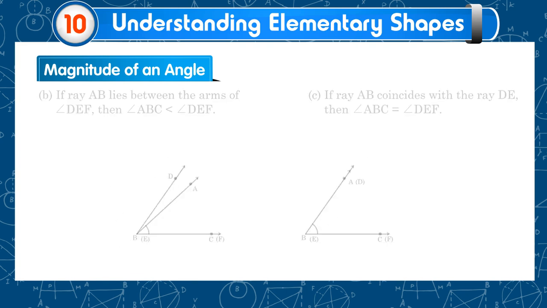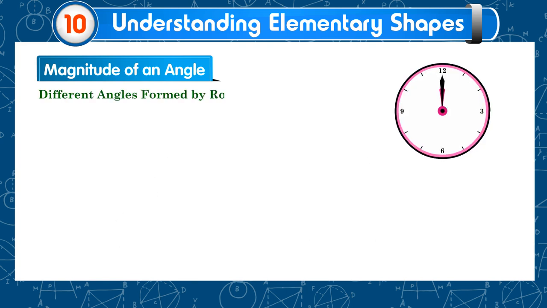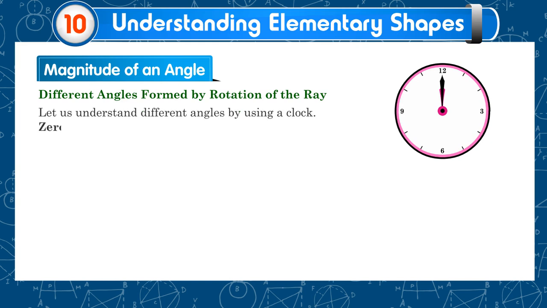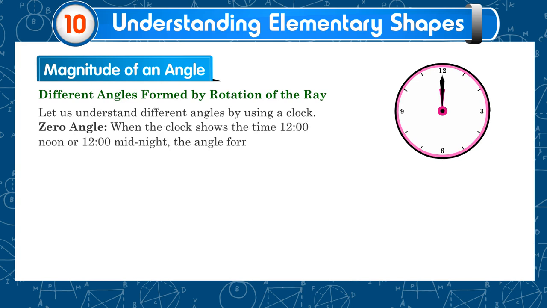Different angles formed by rotation of the ray. Let us understand different angles by using a clock. Zero angle. When the clock shows the time 12 noon or 12 midnight, the angle formed between its two arms, that is rays, is zero angle.